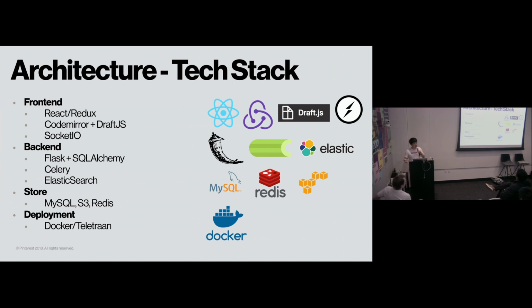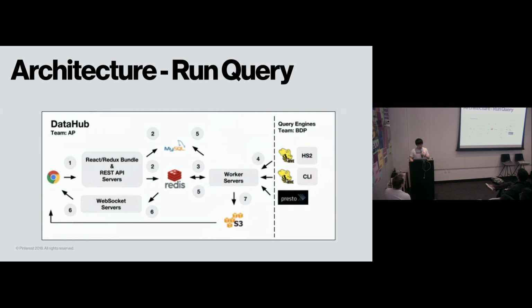We also use Redis to achieve multi-machine Socket.io. And our deployment is just the standard. All the servers are wrapped in Docker, and we use the Pinterest deployment tool called Teletran. We have some Teletran scripts that make it very easy to deploy. So yeah, all these are open source technologies. Next up, I'll go over what happens when you run a query on Data Hub.